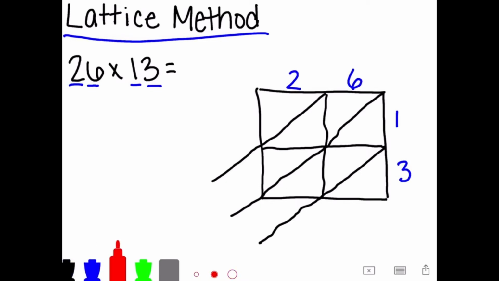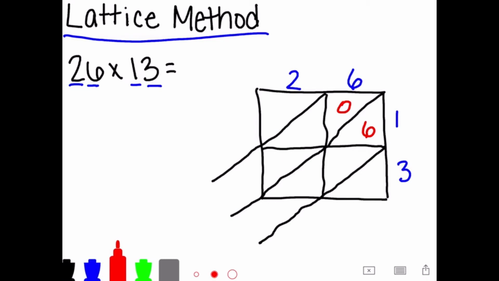To complete the lattice method, you are going to multiply just the digits next to and above the box. So for this top right box, we have 6 and 1. 6 times 1 is just 6. Because there's 2 spaces in that box, we have to write it with a 0 in front of the 6 in a tens box. There is no 10 in the number 6, and then the 6 will go in the bottom box.